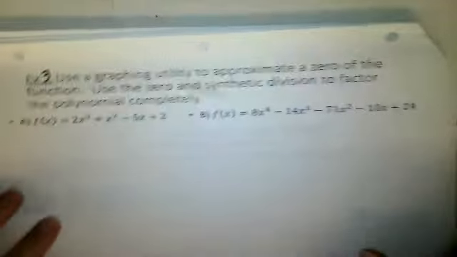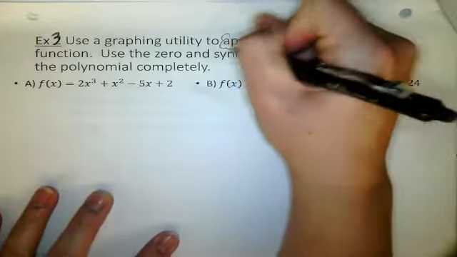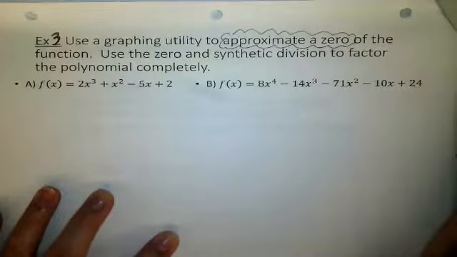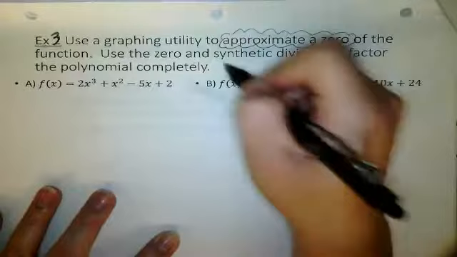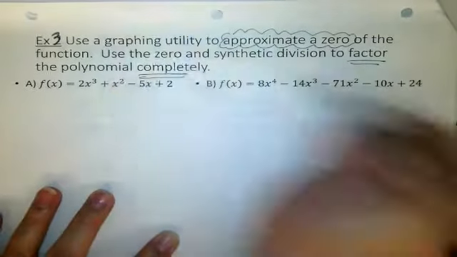Example 3. Here's where you need your graphing calculator, friend. Is there a synthetic division thing on the calculator? No. Use a graphing utility to approximate a zero. Use the zero and synthetic division to factor the polynomial completely.